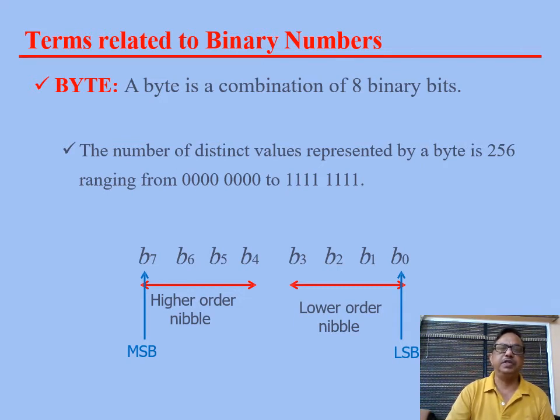When we write a byte, which consists of 2 nibbles, obviously because a nibble is a combination of 4 bits, 2 nibbles are used here. From right to left, the first one is known as the lower order nibble and the other one is known as the higher order nibble. That is why B7 is represented by MSB and B0 is represented by LSB, that is, least significant bit.